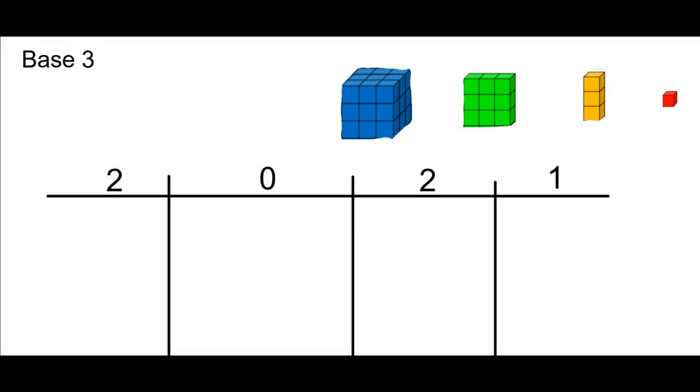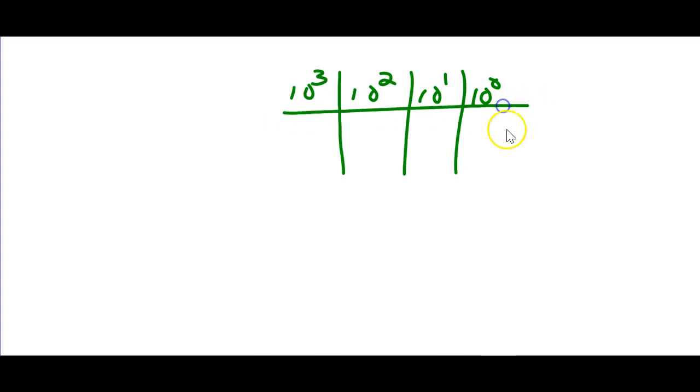Now, as we get into base 3, let's start a new discussion here for base 3. Remember that for base 10, we did things like 10 to the 0, 10 to the first, 10 squared, 10 cubed, and so forth. And so if we had a number like 3,521, that meant we had 1 one, 2 tens, 5 hundreds, and 3 thousands, because this is 1,000, 10 cubed. This is 100, this is 10, and this is 1.